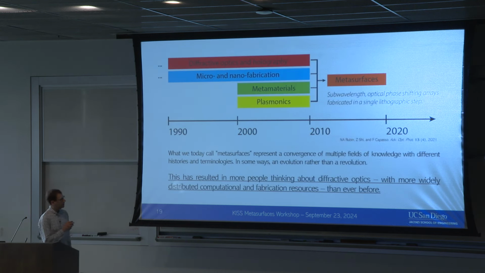So the history of metasurfaces is really a convergence of multiple fields. There's, of course, diffractive optics and holography and micro and nano fabrication, which go back a very, very long way. But it represents the jumping of people in the fields of metamaterials and plasmonics into this field and everything combined. And whatever we call it, whatever the semantics of this are, the result is that there are more people thinking about diffractive optics than there ever have been before in history, with more advanced tools that are more widely distributed than they ever have been before. And that is really what metasurfaces are and why we're still talking about them today.